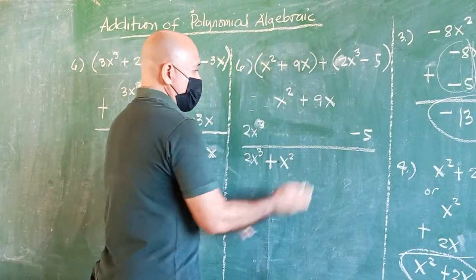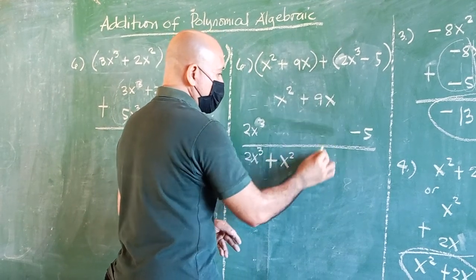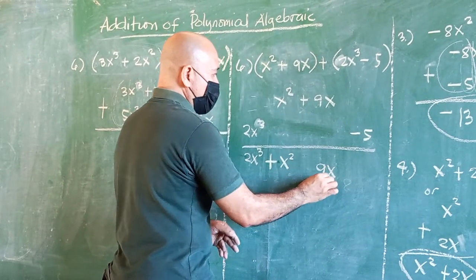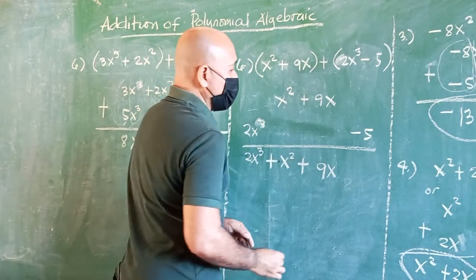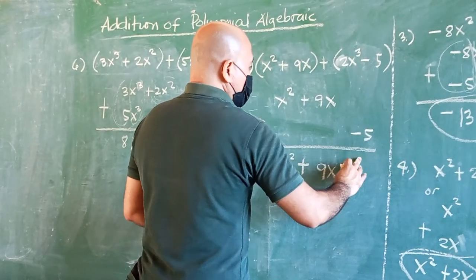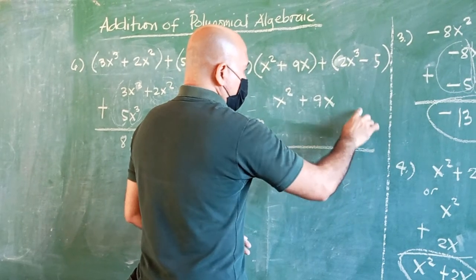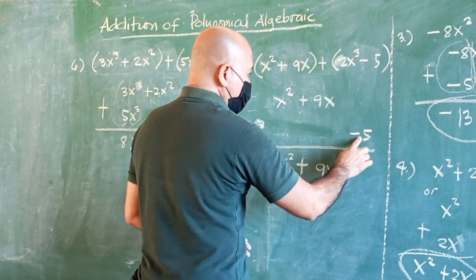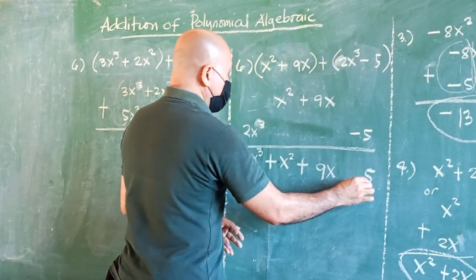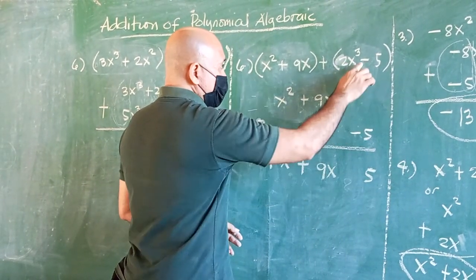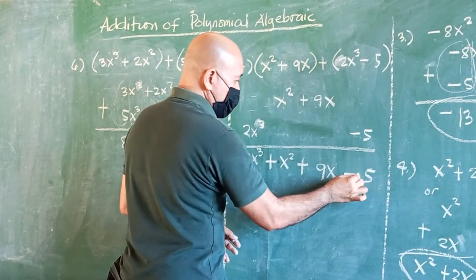Then after that, you proceed to the next one. Since there is no term below 9x, you just have to bring down 9x, including the operation, which is plus. Then for the last term, since above negative 5 there is no term to be combined with negative 5, you just have to bring down 5. And originally, negative 5 is minus here, so you just have to bring it down as a minus.